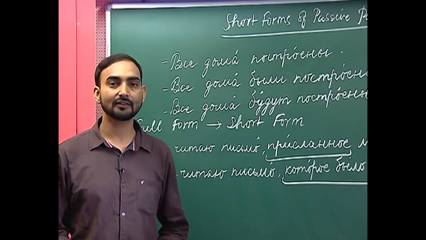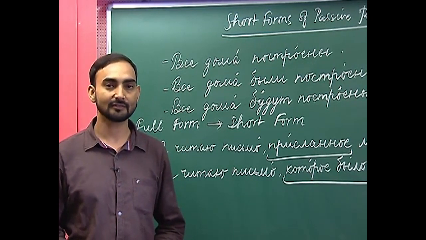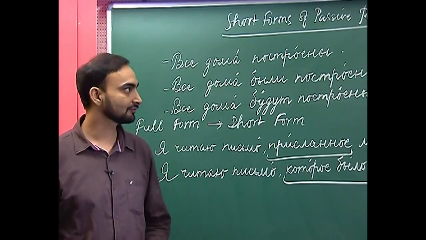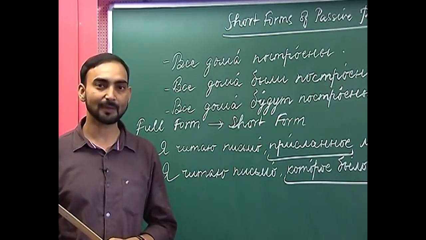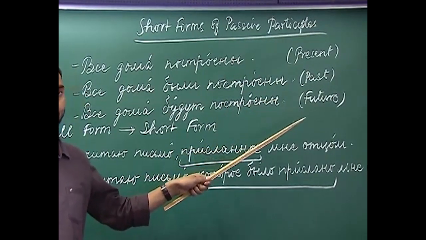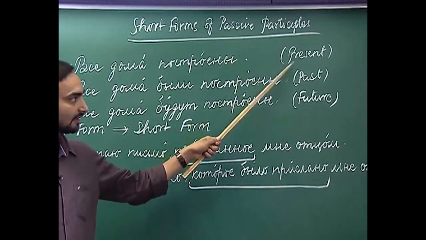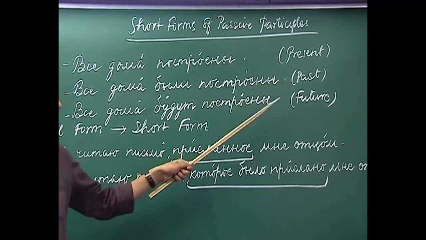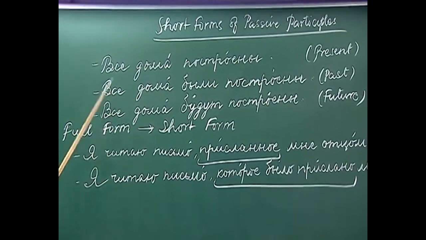So, we were discussing the functions of the short form of the past passive participle. One of the functions of the short forms of the past passive participle is that they denote the result of an action in the present, past and future tense. So, they can denote the result of an action in the present tense, in the past tense as well as in the future tense. So, let us look at the examples.